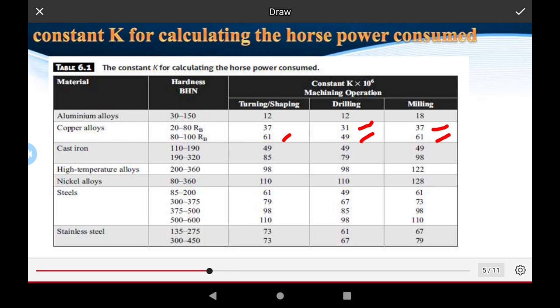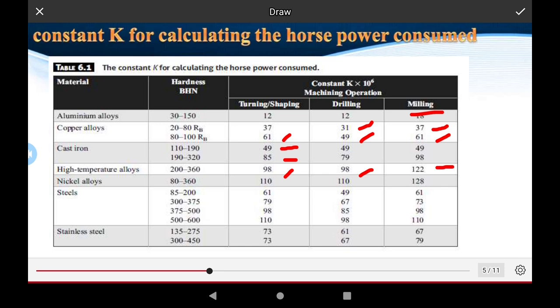And cast iron is performed for BHN numbers 110 to 190 and 190 to 320. Okay, for the turning operation the values are 49 to 85, and for the drilling operation 49 to 79 into 10 power 6. Then the milling operation is 49 to 98. And for high temperature alloys, the BHN number is 200 to 360, and for the turning operation K is 98 into 10 power 6, and drilling is 98 into 10 power 6, and the milling operation takes 122 into 10 power 6.